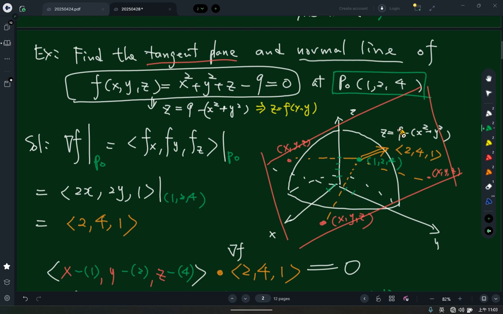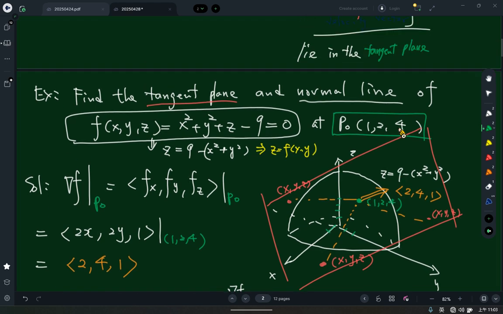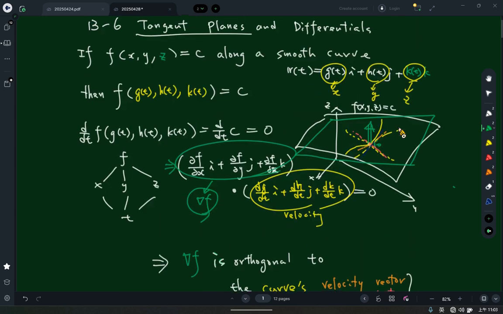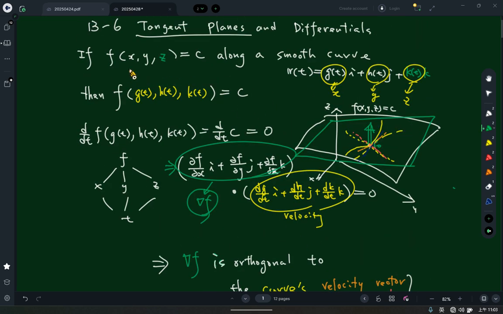Okay, so this is a simple question. Let's go back to the original idea. If I give you f(x, y, z) = c, you can rephrase it: you know this is a surface, the level surface. And along a smooth curve, in this case, I depict three smooth curves here.